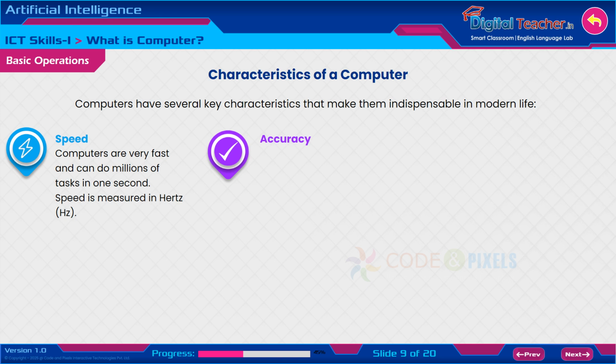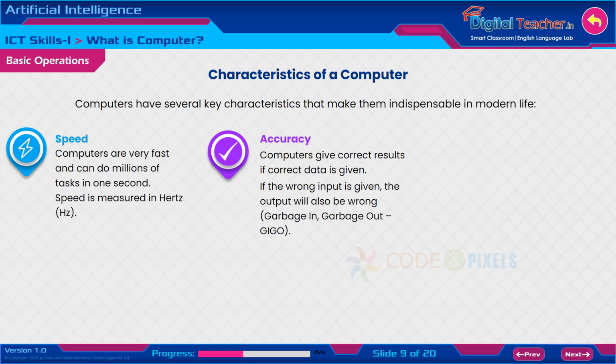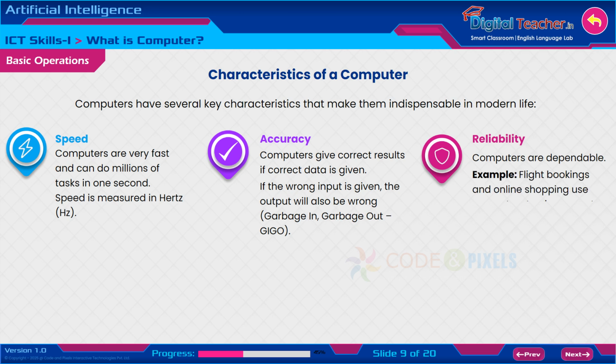Accuracy. Computers give correct results if correct data is given. If the wrong input is given, the output will also be wrong. Reliability. Computers are dependable. Example, flight bookings and online shopping use computers to give correct and safe information.